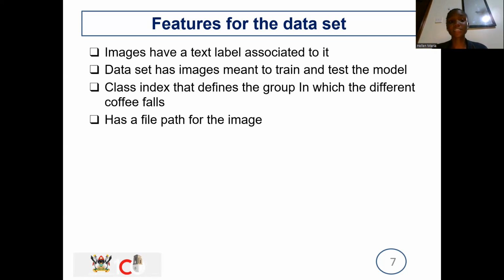And then we have the class index that identifies the group in which a different coffee falls. We have index 0 that will have roasted, index 1, intermediate, index 2, those that are not roasted. And also this data set has a file path for the image. So that's why I opted for this data set.